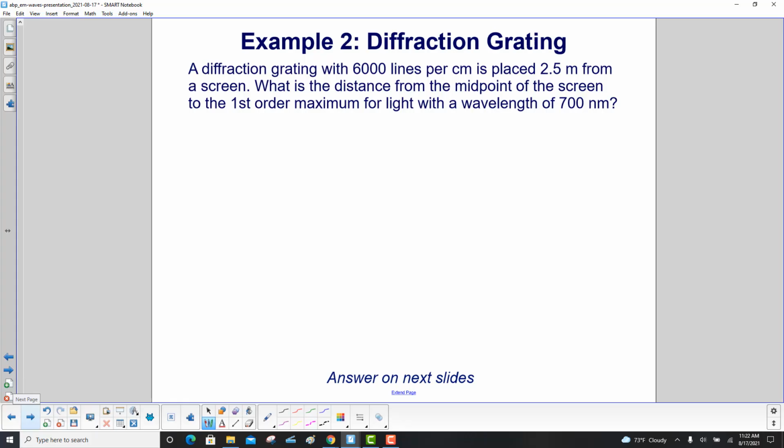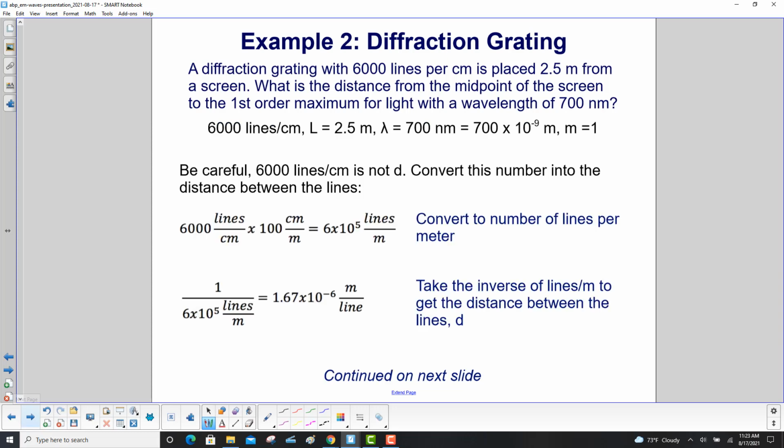A diffraction grating with 6,000 lines per centimeter is placed 2.5 meters from a screen. What is the distance from the midpoint of the screen to the first order maximum for light with a wavelength of 700 nanometers? With our givens, we'll convert nanometers right away to meters, right? 1 nanometer is 10 to the minus 9th meters. But let's look at this term right here.